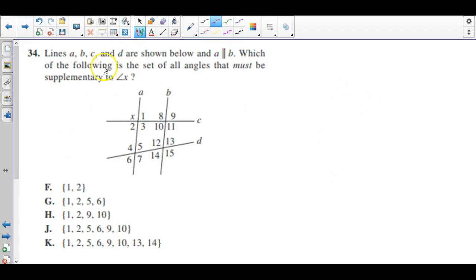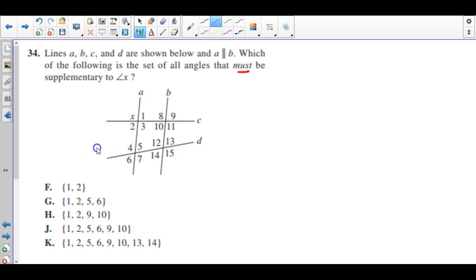With these next ones, we're going to be doing a lot of reading here. Lines A, B, C, and D are shown below. A is parallel to B. Which of the following angles must be supplementary to angle X? So these are very similar to those diagrams that have two parallel lines and a transversal running through them. So I'm only given, though, that A and B are the parallel lines here.